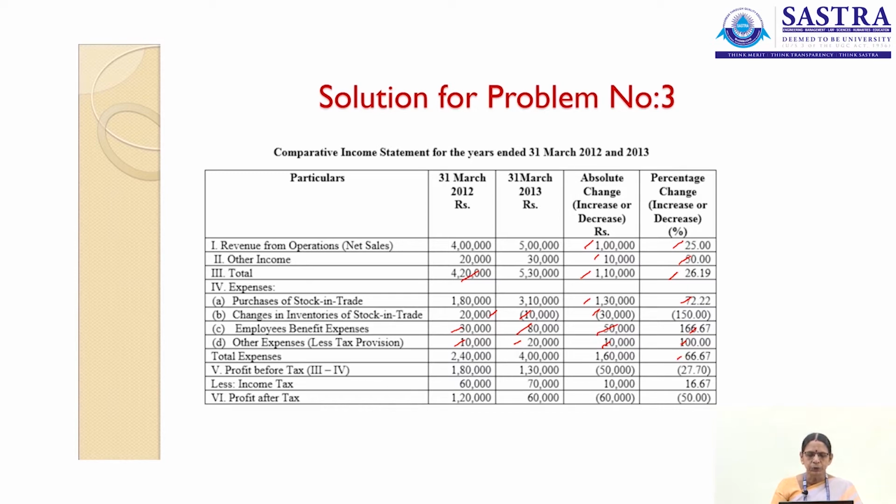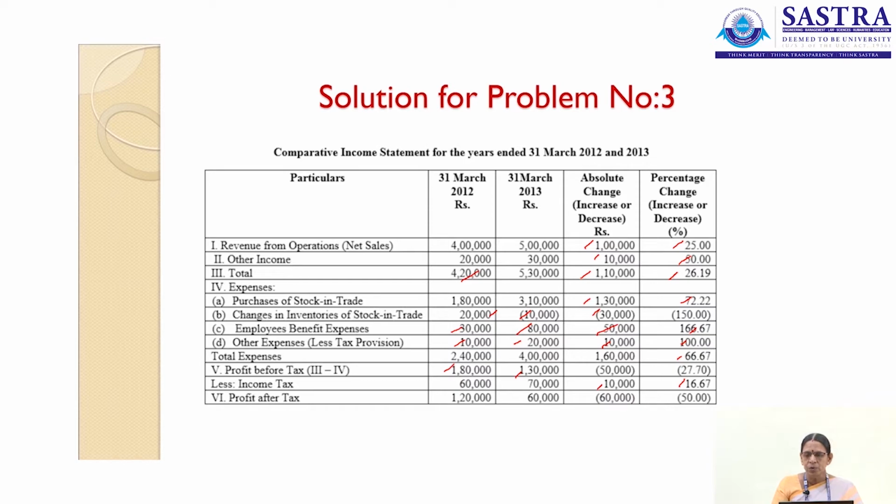Now profit before taxes, total of all your revenue from operations minus your total expenses, it comes to 1 lakh 80,000 for 2012 and 1 lakh 30,000 for 2013. So we have a net decrease of 50,000. So decrease is 27.70. That is, the profit has decreased by 27.70. Income tax is 60,000 and 70,000. We have an increase of 10,000. So it is 16.67. See here, the profit shows a positive figure in 2013. That is why the tax is paid. It is a profit earned during 2013. But when we compare it with the previous year, the profit is decreasing.